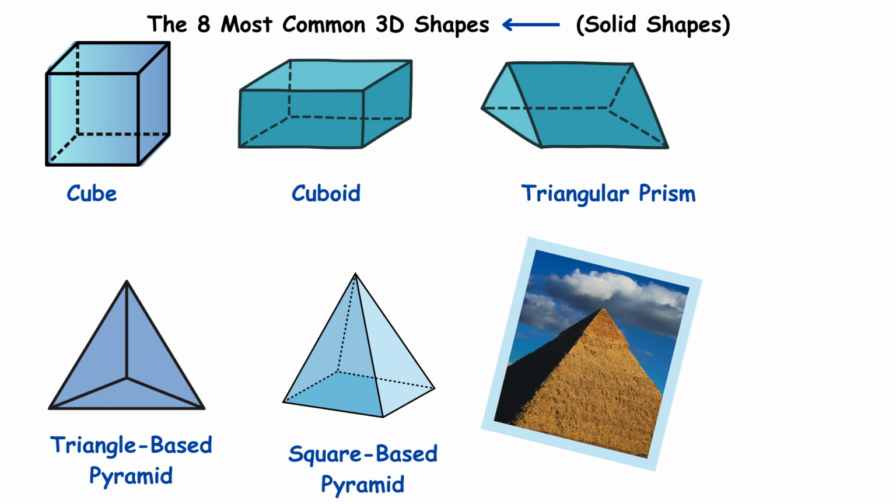The third important shape is the triangular prism, which has triangular faces on both ends, and these triangles are joined by 3 rectangular faces along the sides, forming the overall prism shape.